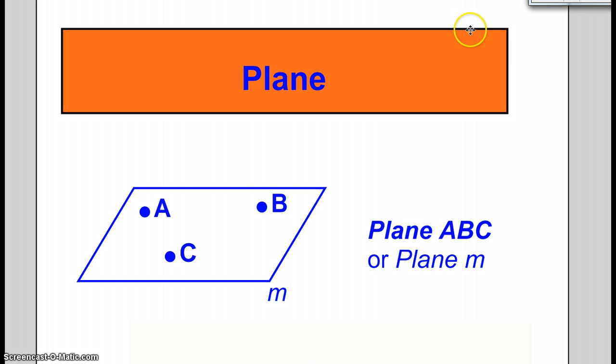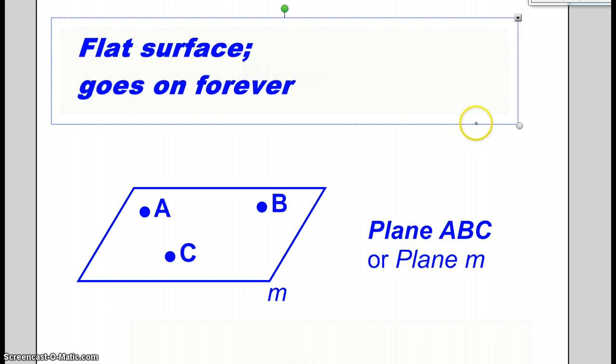A plane is a flat surface that goes on forever. So even though you see this box, it still goes on in the direction that you can't physically see. But try to imagine that. And this is how we label it: plane ABC, or plane M. Notice how those 3 points A, B, C are on this same plane.